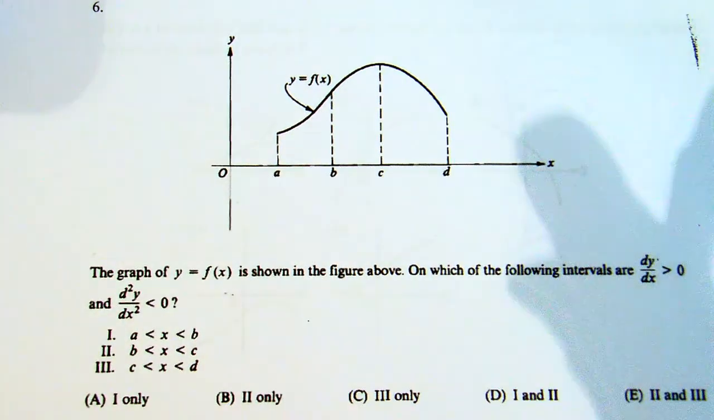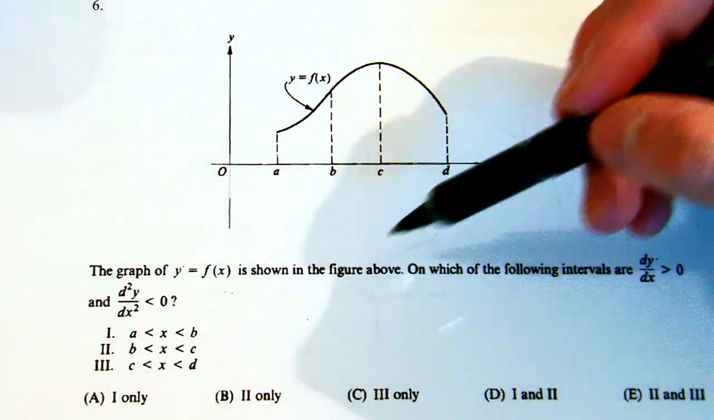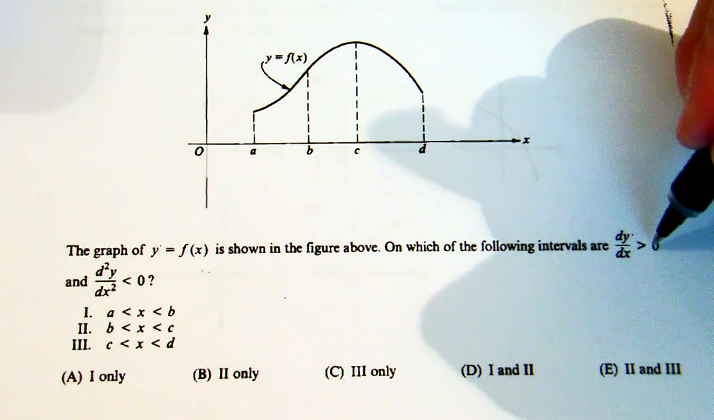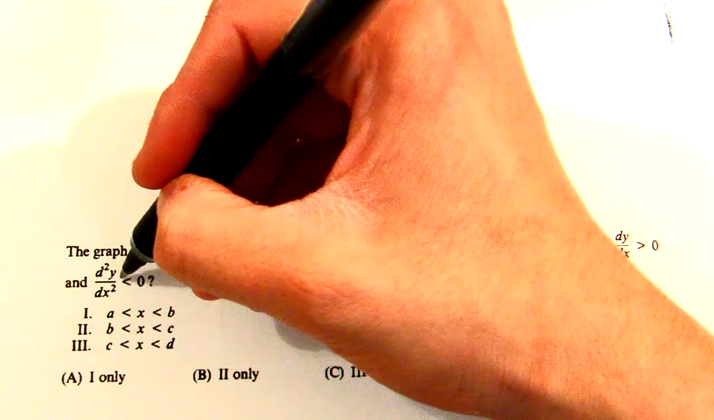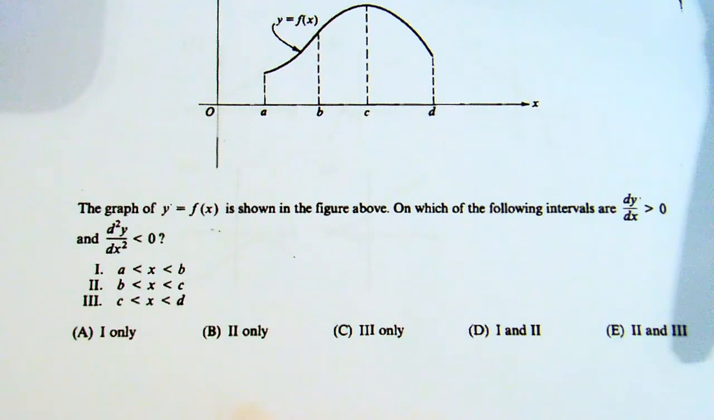We're looking at problem number 6 here. It says the graph of y equals f of x is shown in the figure above. On which of the following intervals are dy/dx greater than 0 and d²y/dx² less than 0? So now, what I would do is, I would not freak out.